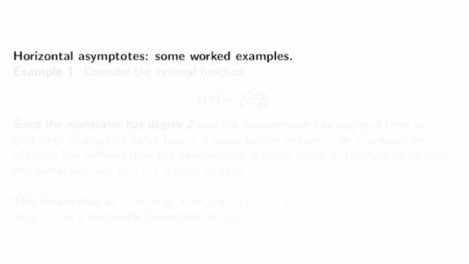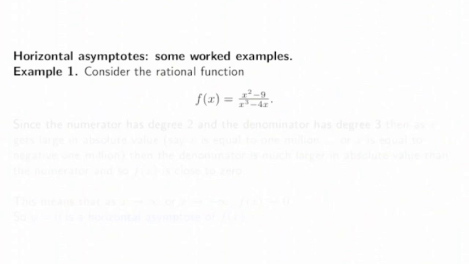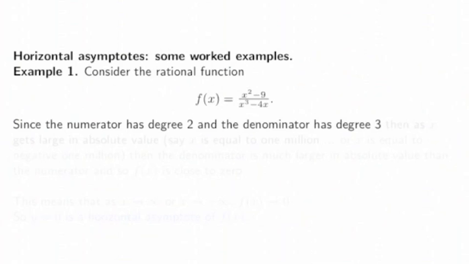Horizontal asymptotes, some worked examples. Let's consider this rational function, x squared minus 9 over x cubed minus 4x. As we argued earlier, since the degree of the numerator, 2, is smaller than the degree of the denominator, then y equals 0 is a horizontal asymptote.